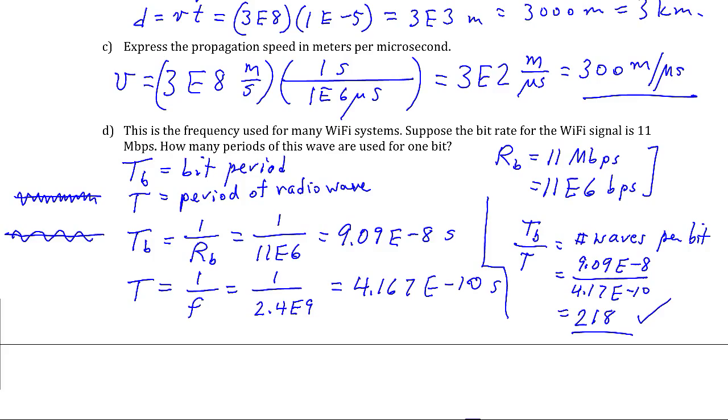And so the question then becomes, how do we distinguish one bit from another by sending this radio wave? And what do we do after 218 cycles to tell the receiver that we're sending some different data? And we're going to see that when we study modulation.